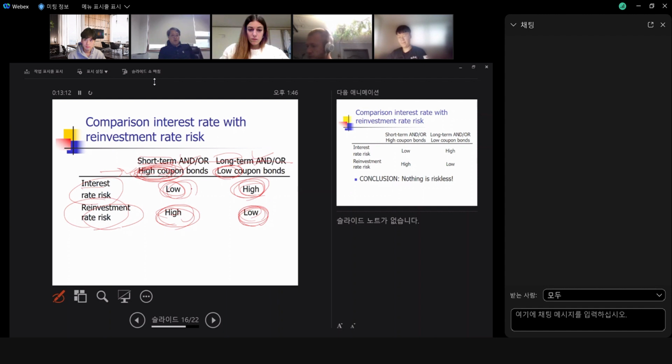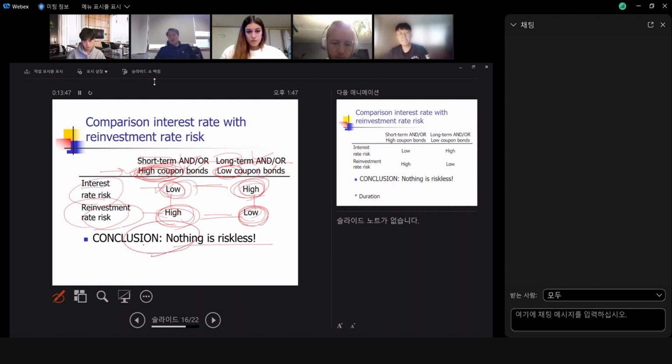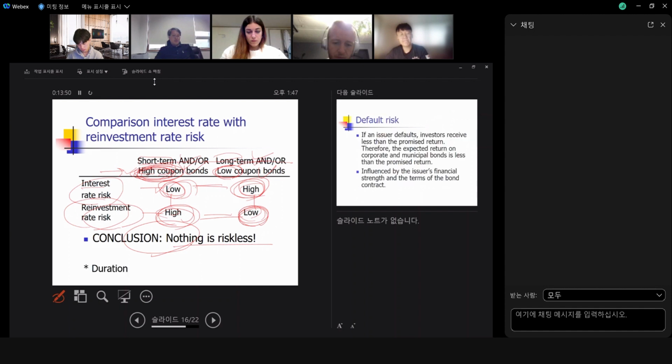So if you compare this one and this one, or this one and this one, based on a row or a column, this is the trade-off, right? So we would say nothing is riskless. If we take something, then we have another weak point in another dimension. Okay, so we would say nothing is riskless.